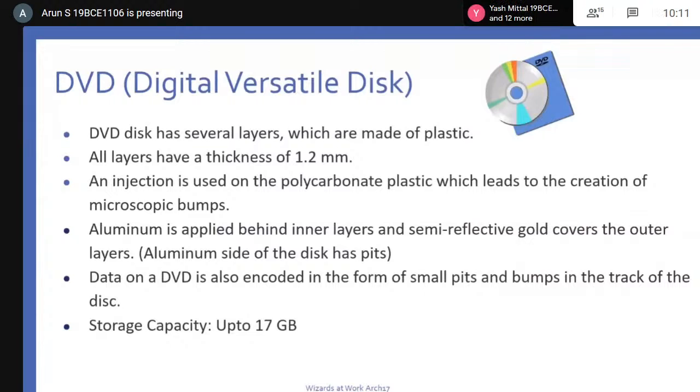Now, coming to DVD. DVD stands for Digital Versatile Disc. It is one of the digital optical disc storage formats. A DVD disc has several layers made up of polycarbonate plastic. On an average, each layer holds up to 4.7 GB of data. Data on a DVD is also encoded in the form of small pits and bumps in the track of the disc. And on an average, it has a storage capacity of up to 17 GB.